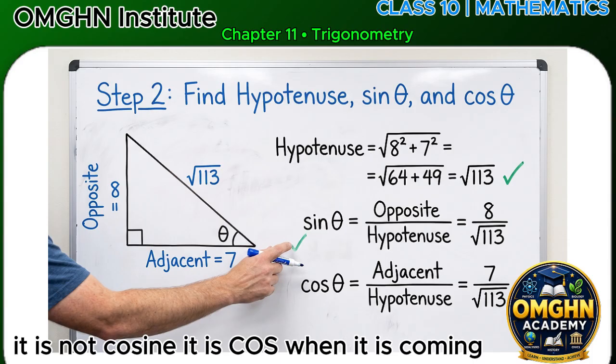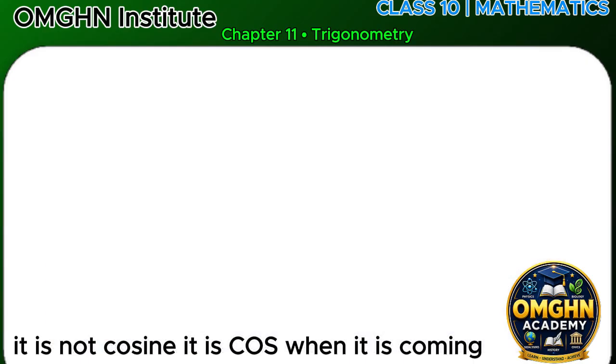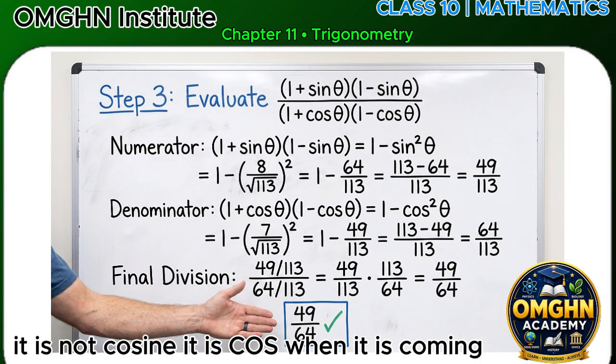Therefore, cosine theta is 7 by root 113, and sine theta is 8 by root 113. Now let's solve part 1. We have (1 plus sine theta) multiplied by (1 minus sine theta) divided by (1 plus cosine theta) multiplied by (1 minus cosine theta). Students, don't expand everything.